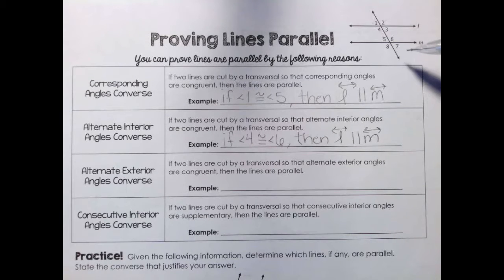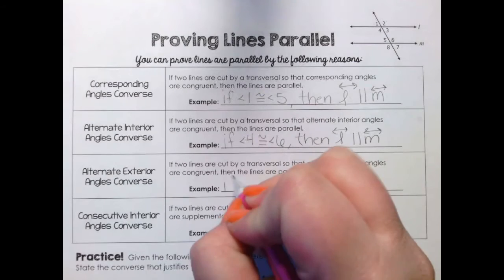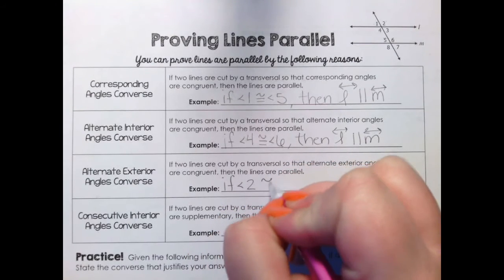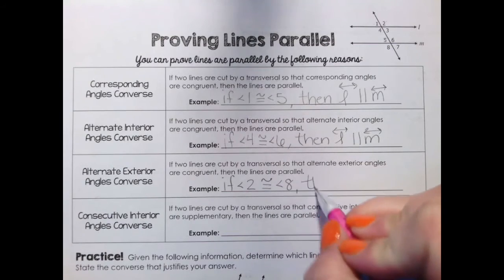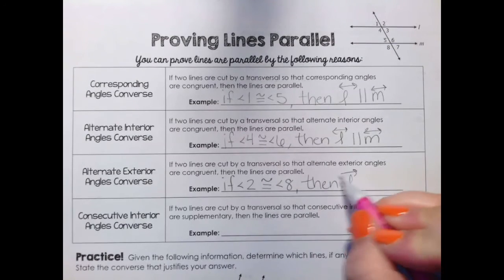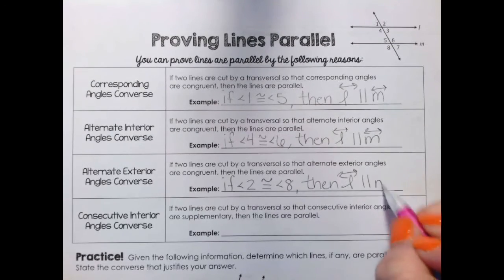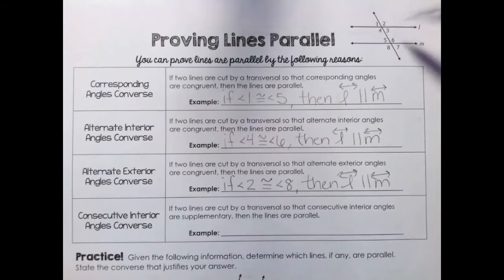So we have 2 pairs of alternate exterior angles, angle 1 and angle 7, angle 2 and angle 8. So for our example, if angle 2 is congruent to angle 8, so if they have the same measure, then we know line L is going to be parallel to line M. So if these 2 angles have the same measure, these 2 lines are going to be parallel.